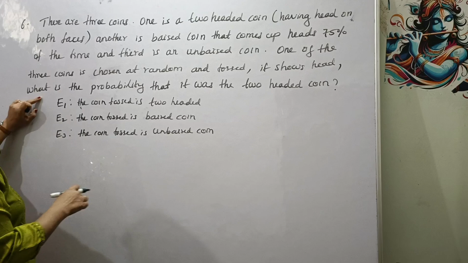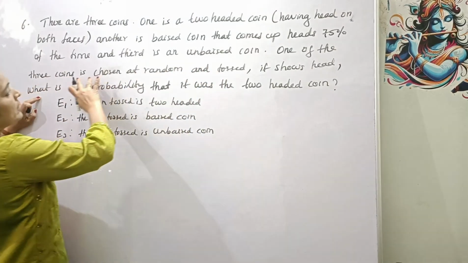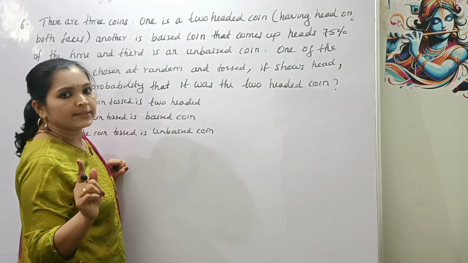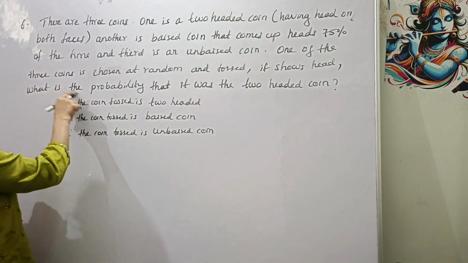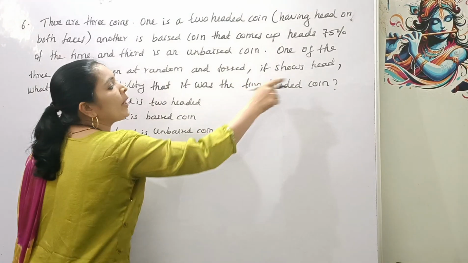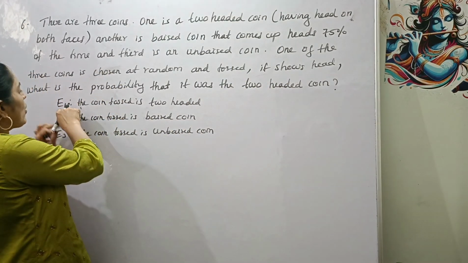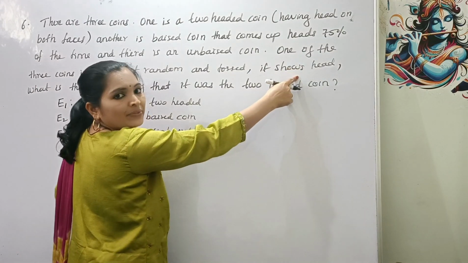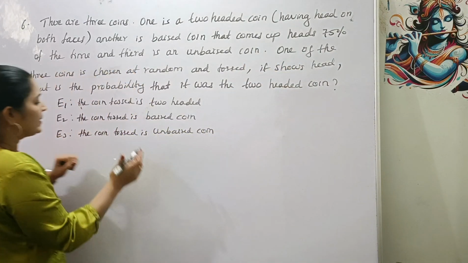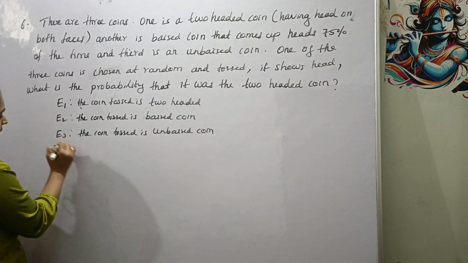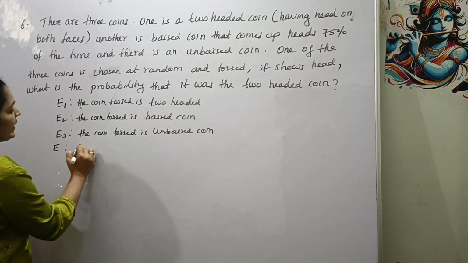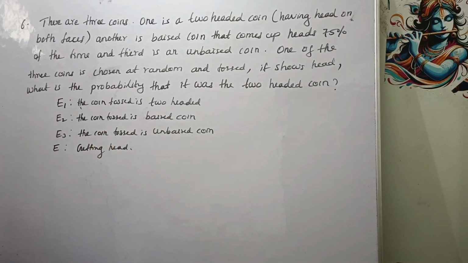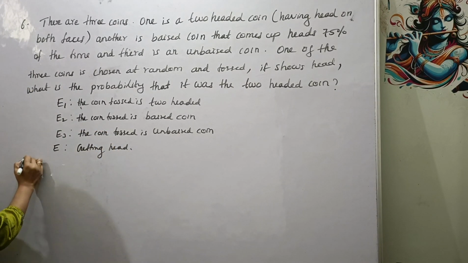Look at the question. Here, the coin is chosen at random and tossed. It shows head. What is the probability that it was the two-headed coin? That is probability of E1 given that it shows head. Therefore, let's take another event. Let E be the event getting head, or shows head.